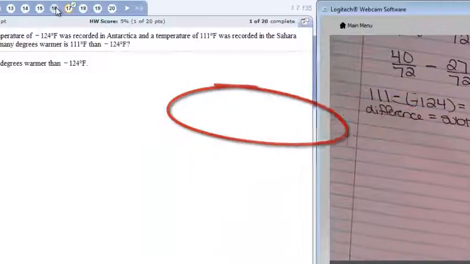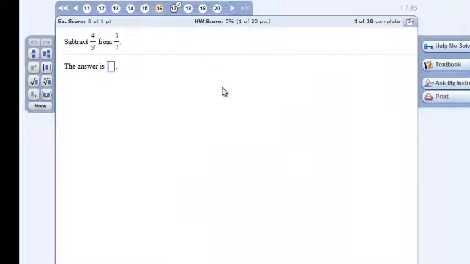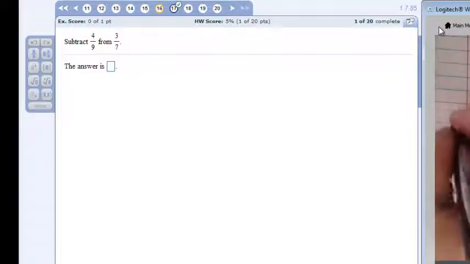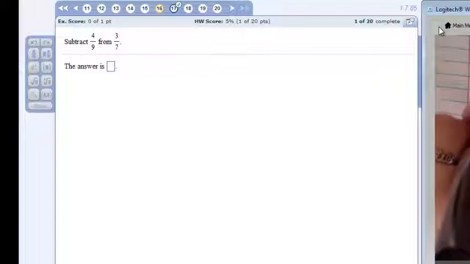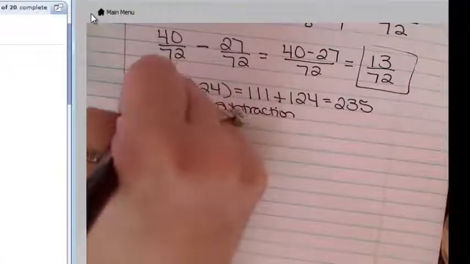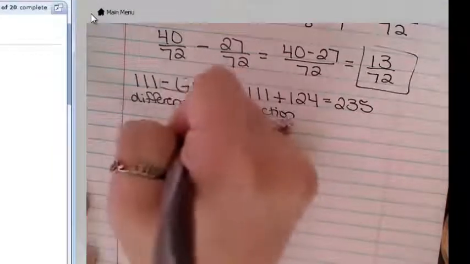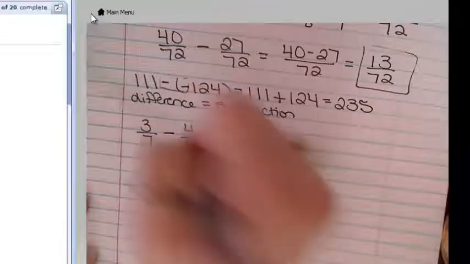So let's try another homework problem. Let's do number 16. This is, again, a fraction problem, but I wanted to work another one with you. So it says subtract 4 over 9 from 3 over 7. So we have to figure out which one we're writing first. We're subtracting 4 over 9 from 3 over 7. So 3 over 7 comes first. Then we're subtracting 4 over 9.